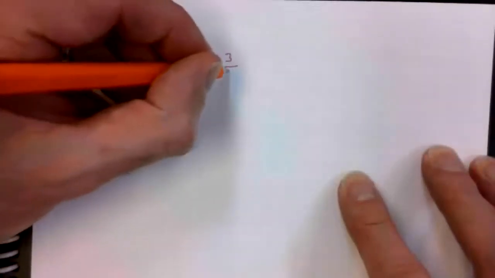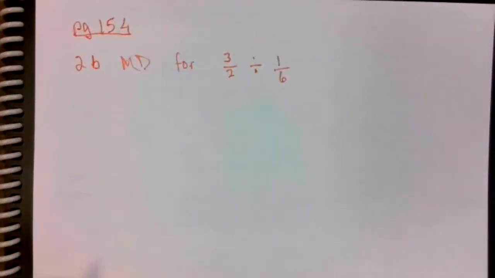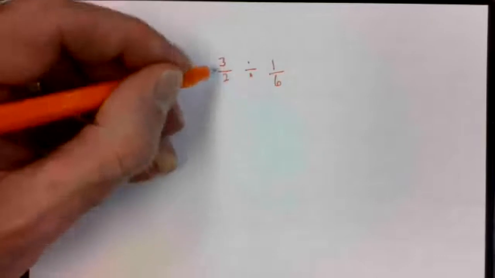All right, now, if you haven't gotten a chance to look at the module for 6.4, make sure you go and do that, okay? So I got a complete set of notes for 6.4 up there. So let's think about this. We're looking at measurement. I'll just abbreviate here, MD, measurement division, for 3/2 divided by 1/6.